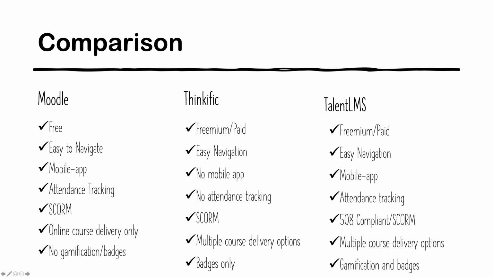Moodle, Thinkific, and TaylorLMS all offer online course delivery, but Moodle is limited to online internet course delivery versus Thinkific and TaylorLMS, which also offer the option to do live training and workshops. And one of the other features that I mentioned earlier that was important is being able to motivate my learners with interactive games and badges. And it looks like Moodle only does not offer these features. Thinkific just has badges for various accomplishments. And TaylorLMS has a full range of gamification and badges.